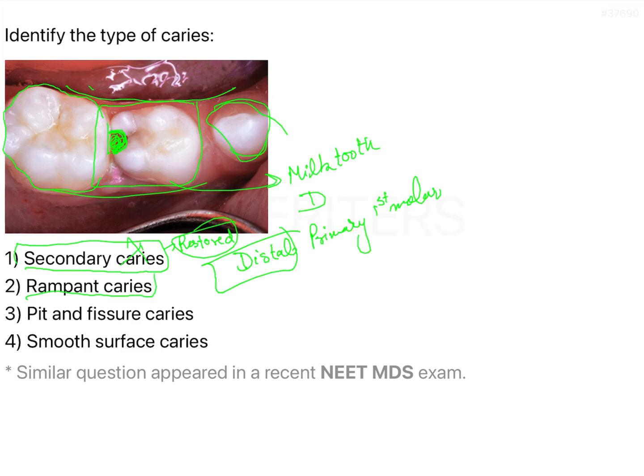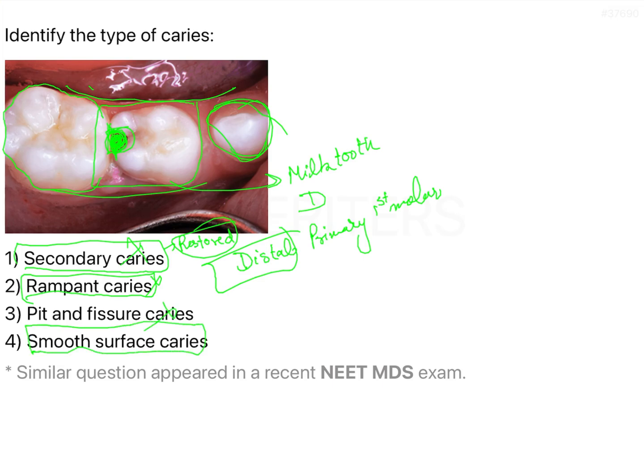Now rampant caries. Rampant caries is a kind of caries that is acute, and it is going to be very extensive in nature. So that must be involving a lot of teeth in the individual. If you see other teeth are very healthy, only one tooth is having problems, so you can exclude rampant caries as well. Now pit and fissure caries and smooth surface caries. If you see, this is neither the pit or fissure. This looks to be the proximal surface area, the distal surface area. So you can rule out the pit and fissure as well, and you can choose the smooth surface caries.